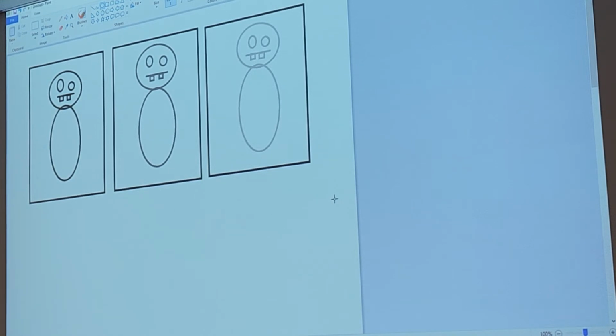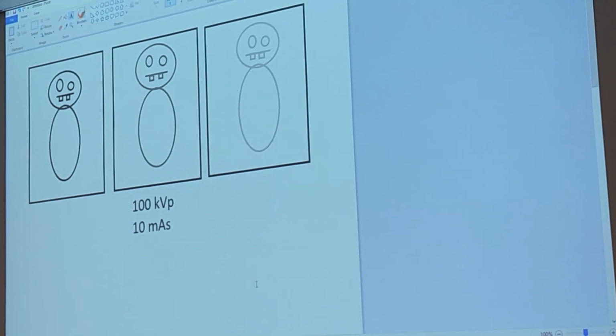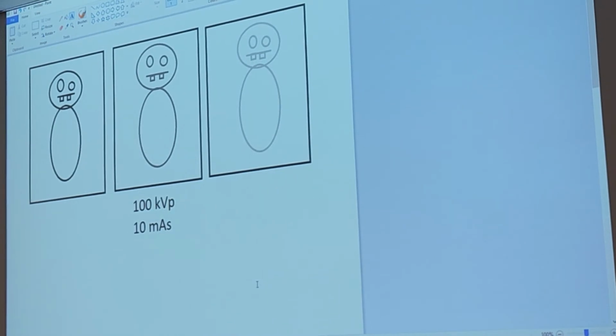So we've got our three images. And let's say I really like the way this image looks. Okay? So it's like, all right, how did I make this image? Well, this image was done with 100 kVp and 10 mass. I'm like, all right, looks good, but I feel like this is too much radiation. I want to reduce the amount of radiation exposure. I want to expose the patient less, give them less dose, right?